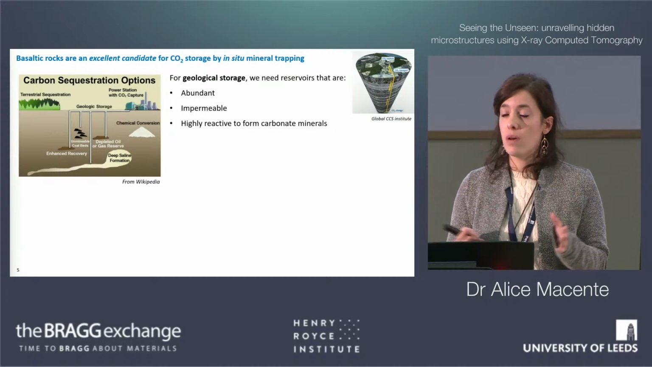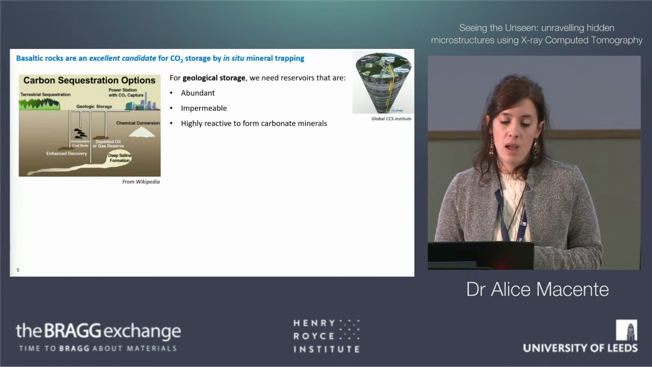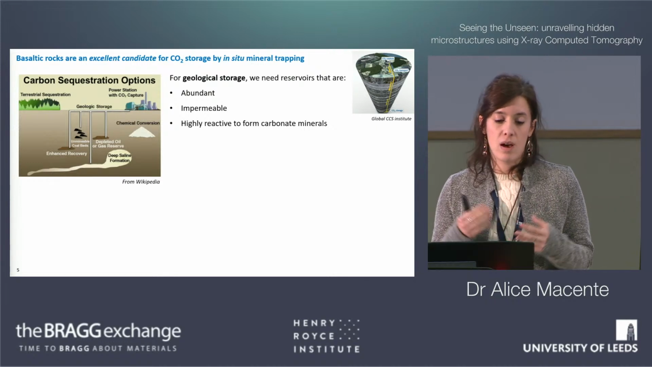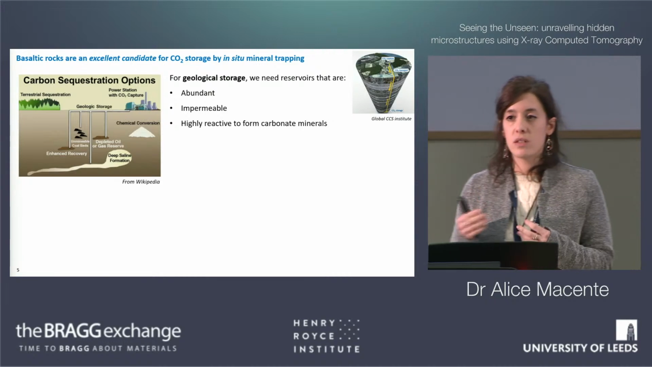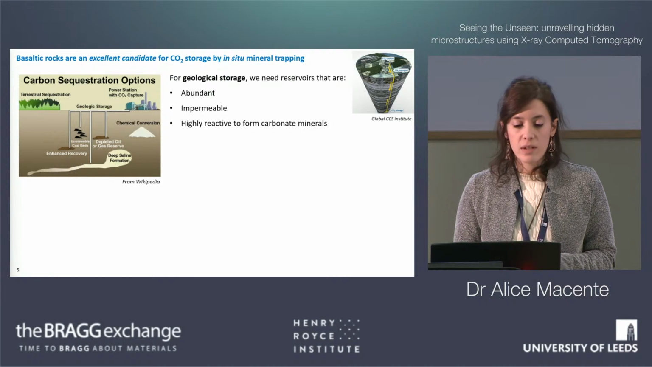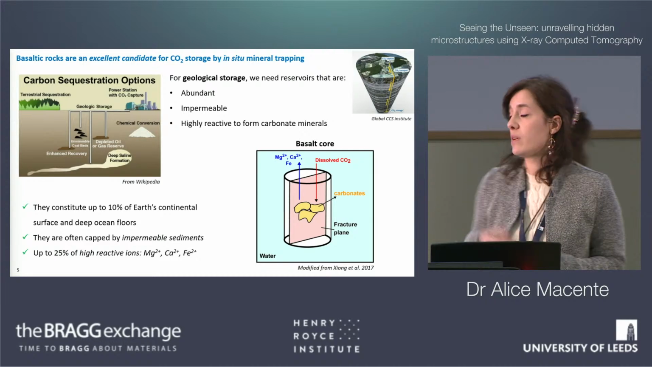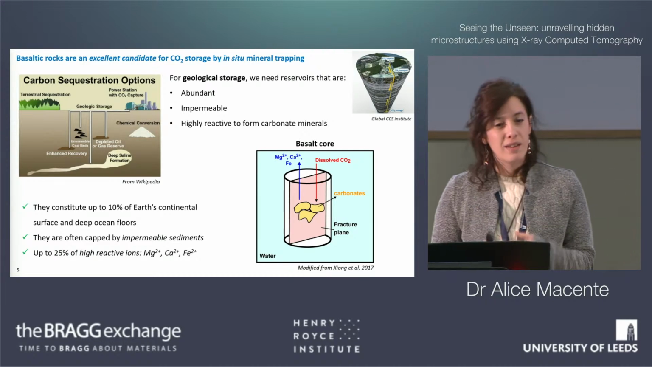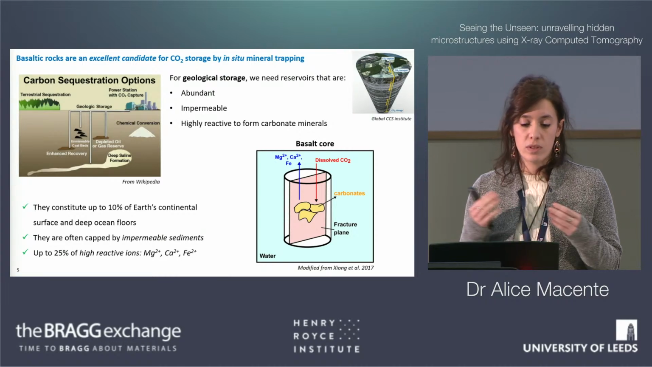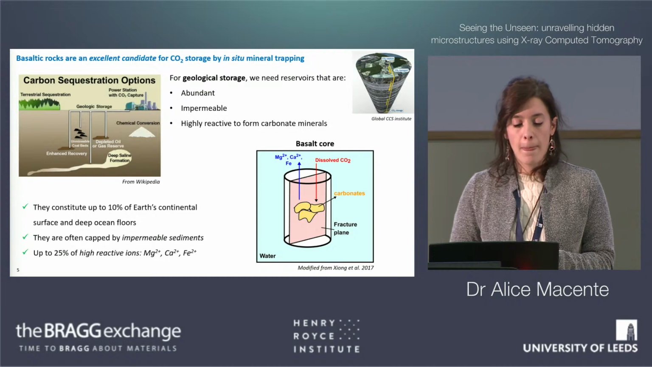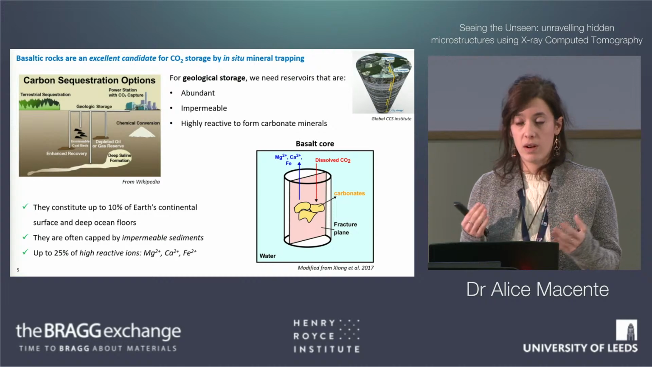They need to be impermeable because we want to avoid leaching of toxic elements, and they need to be highly reactive in order to form carbonate minerals through what we call in situ mineral trapping. And one type of rock that is really an excellent candidate is basaltic rocks. Basalts are rocks that are formed with rapid cooling of lavas, and they constitute up to 10% of our Earth's surface, so they're very abundant.